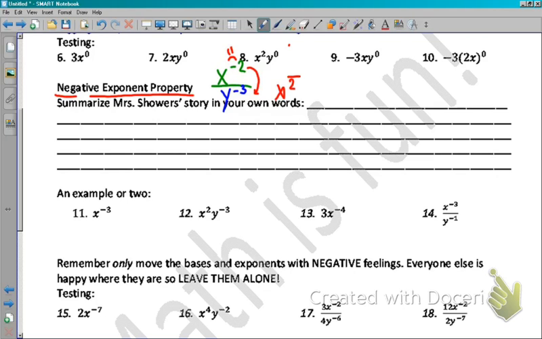So x squared is now on the bottom bunk. But the question is what about y? He feels negative or bad about being on the bottom bunk. Well, let's go ahead and move him to the top bunk. And now how does he feel? He feels much better. So, in other words, if you see negative exponents, you have to move them in order to make them feel better.